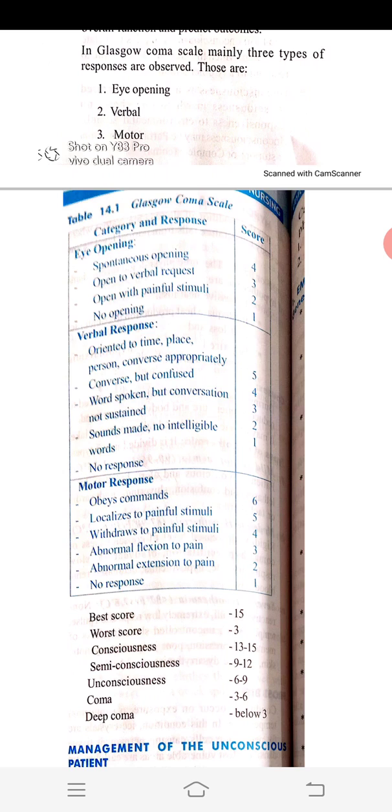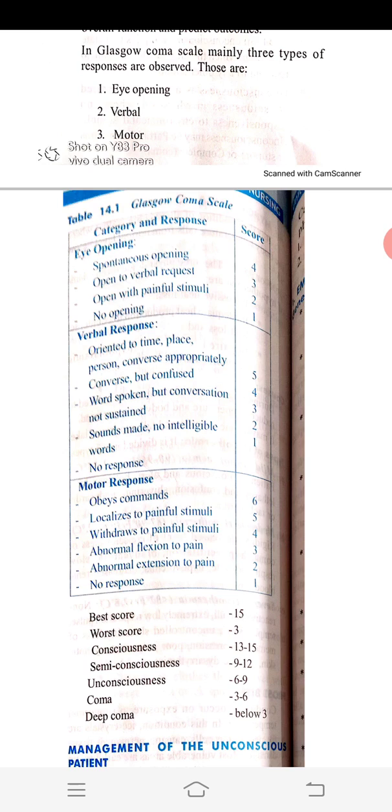So in the Glasgow scale, the first response is eye opening. When we see that the patient is always continuously or spontaneously opening their eyes, we give the score 4.